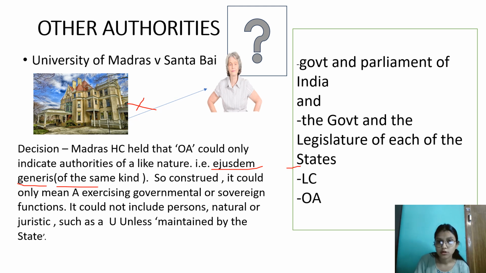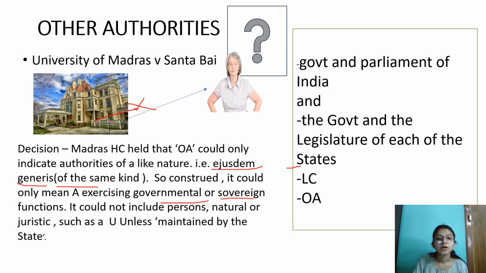Before the local authority, it is government and parliament in India, the government and the legislature of each of the states. That means they hold such an authority which is governmental or sovereign in nature. So by seeing the other alike things, the Madras High Court stated that a university does not have such requirements that make a state. Therefore, it declined, stating that a university will not be considered a state.